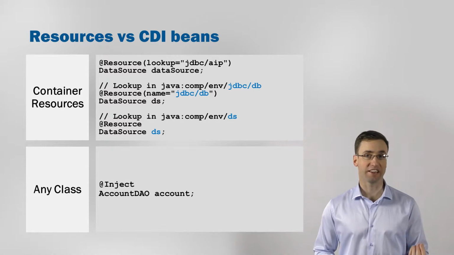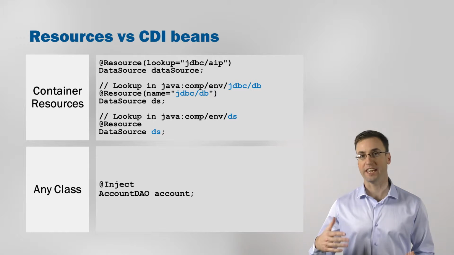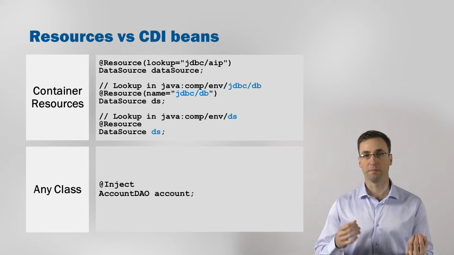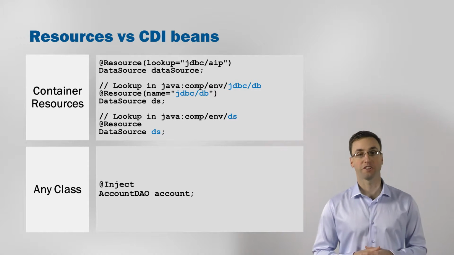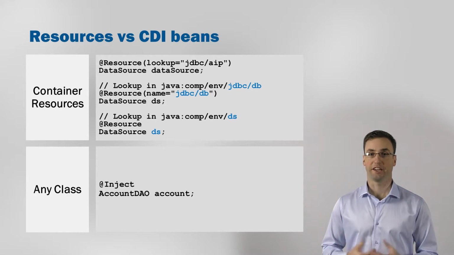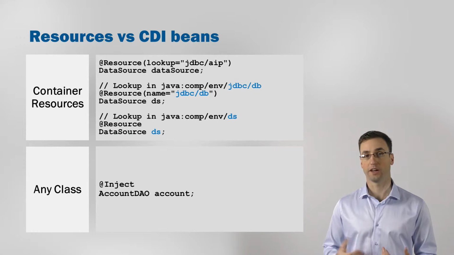The resource annotation tells CDI to use JNDI lookup to inject a value. So resource means a JNDI lookup. Here are 3 examples using the resource annotation. In the first, a global JNDI lookup is performed. This is equivalent to calling initialContext.doLookup.